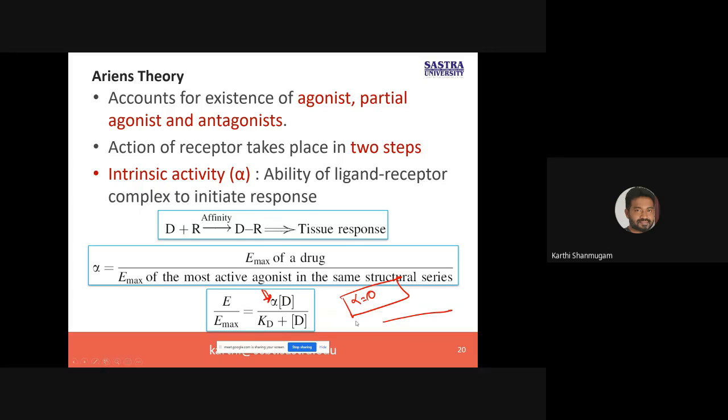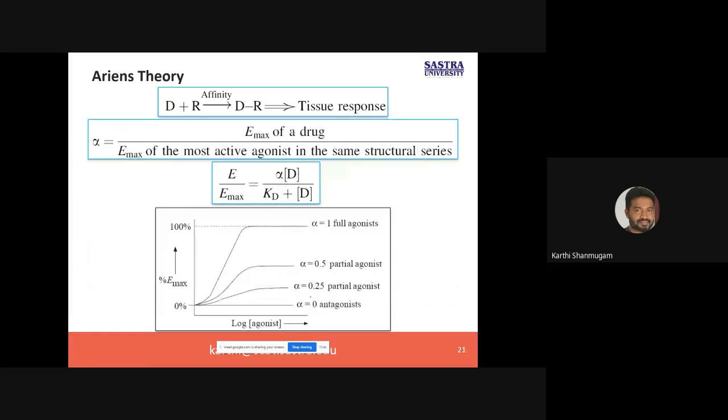If you understand this, the entire story is very simple. Alpha is the new term introduced by Ariens in his theory. He called it intrinsic activity. With this intrinsic activity, we can say whether the molecule is behaving like an antagonist, partial agonist, or full agonist. If it is a full agonist molecule, the alpha value should be 1. We can expect the maximum biological response, right?